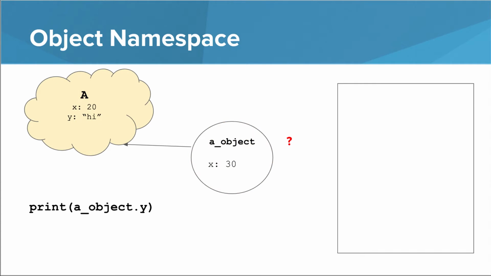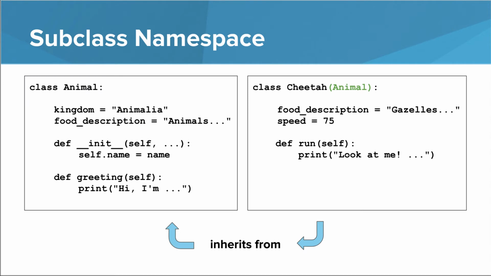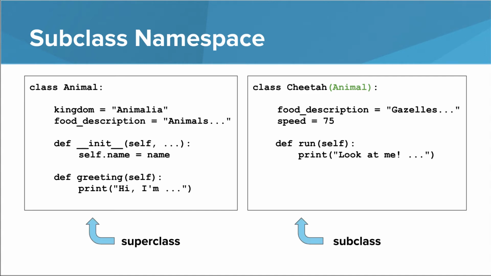And since y does exist on the class level, it'll print out that y. Now lastly, let's cover subclass inheritance namespace. So remember, a subclass is when a class inherits from a separate class. We saw this with the animal and cheetah classes. If cheetah inherits from animal, then cheetah is inheriting a lot of the names and functions defined inside animal. And we say that cheetah is the subclass and animal is the superclass.